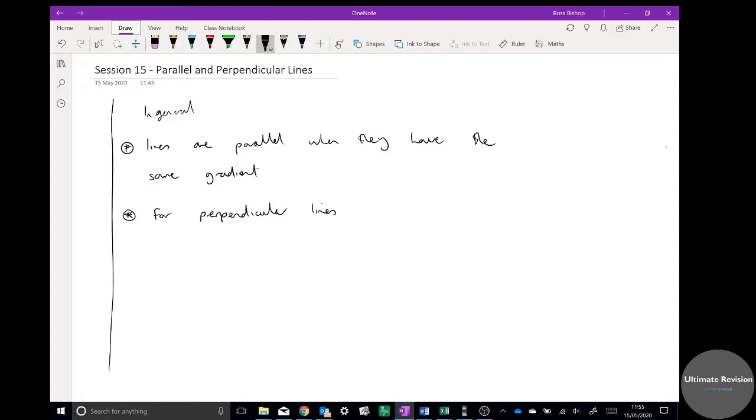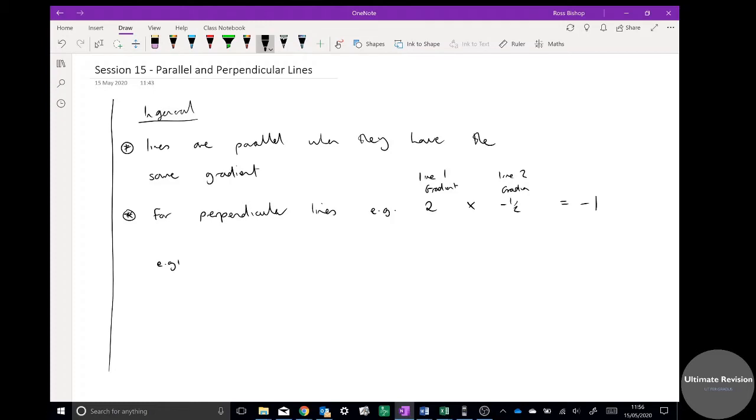So, to use an example, if you had one line, line 1, with gradient 2 and line 2 with gradient a half, if I multiply those two together, I get -1. So that means they are perpendicular. So if you multiply two gradients together, it's also the negative reciprocal.